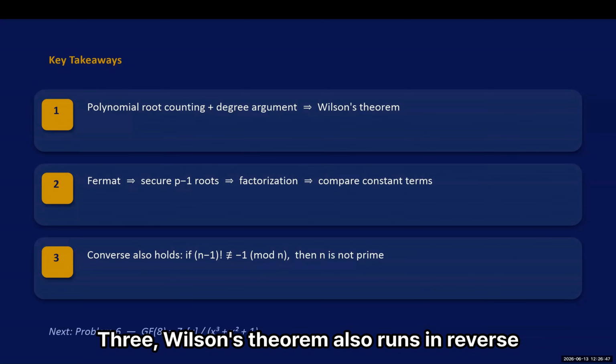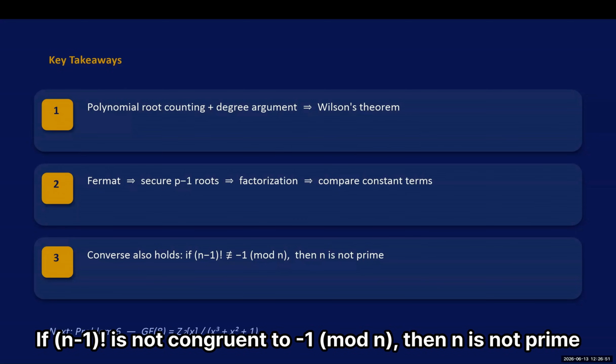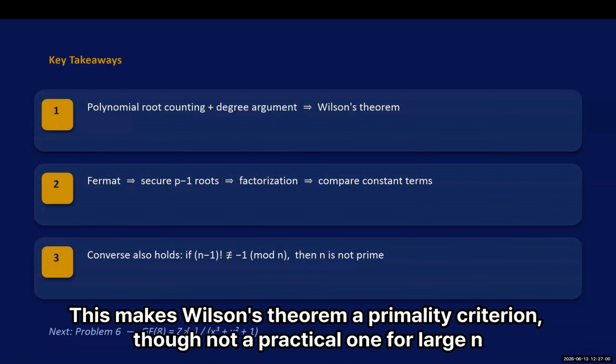3. Wilson's theorem also runs in reverse. If n minus 1 factorial is not congruent to negative 1 mod n, then n is not prime. This makes Wilson's theorem a primality criterion, though not a practical one for large n.